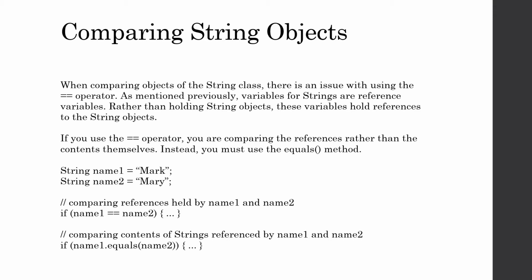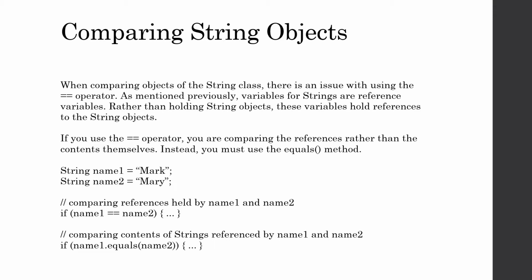So now that we've done a lot of different types of comparisons or kind of logical operations using numeric data types, I want to take a moment to also start talking a little bit about comparing string objects. When you're comparing the objects of the string class, there's going to be a slight issue with using this equals equals operator, the equality operator.